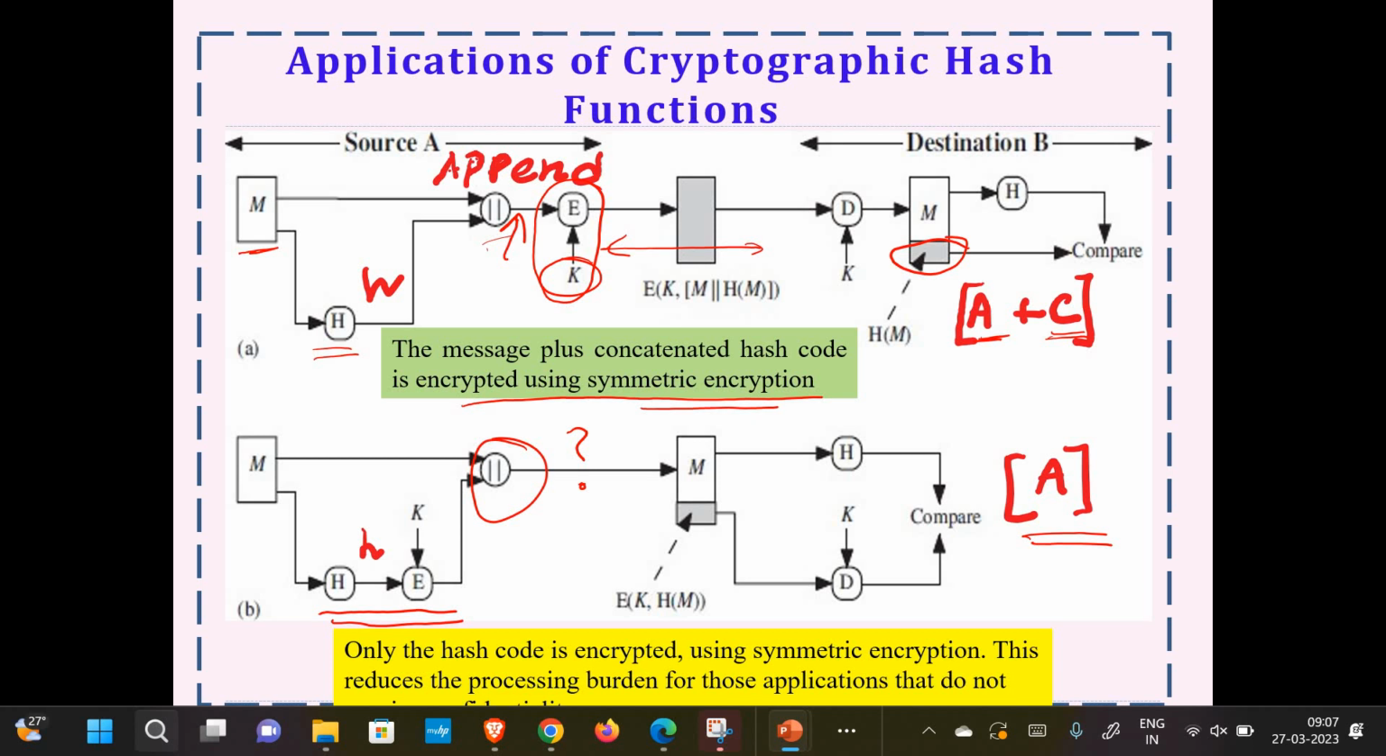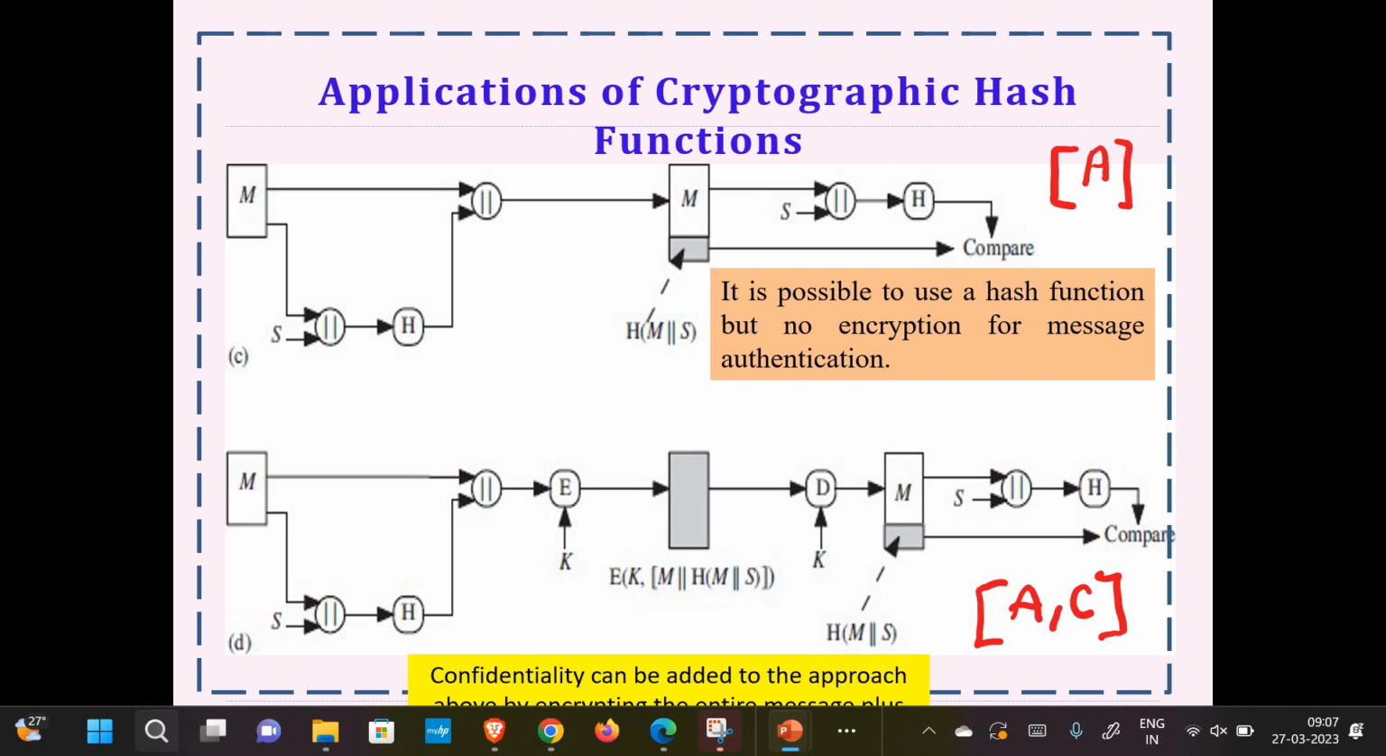So depending on how we require the data to be sent, the hash functions and the encryption on top of it might change. The third way of application is to make it a little bit more secure. You observe here, it is possible to use a hash function, but no encryption for message and authenticity. Why? Because the message goes unprotected. We are sending the message just like that, without any encryption, without any hashing, nothing else. This is the third option.